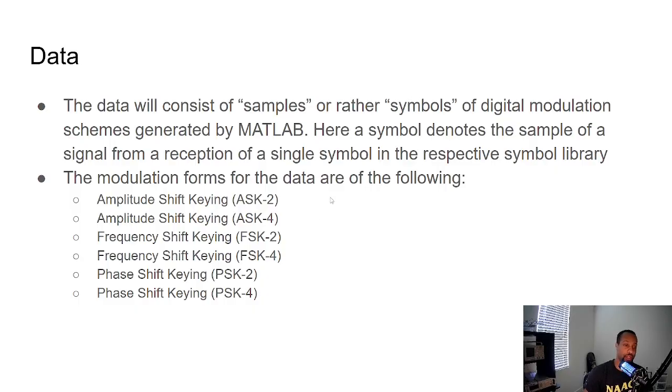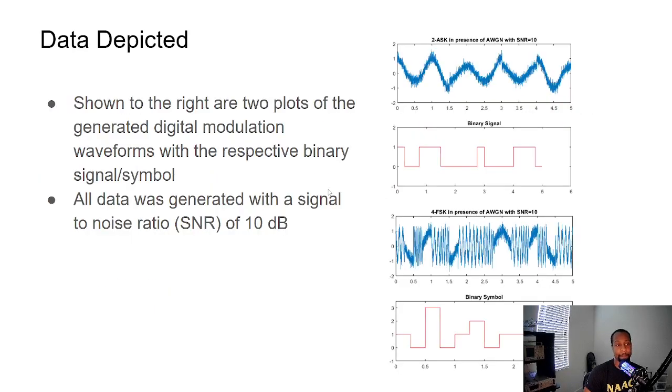The specific modulation forms are going to be amplitude shift keying, where it's 2-ary and 4-ary. 2-ary means each bit is a symbol, and 4-ary means two bits are one symbol. So 0,0 would be a symbol, 0,1 would be a symbol, and so on. And the same thing for frequency shift keying and phase shift keying.